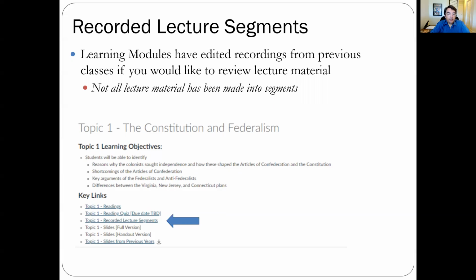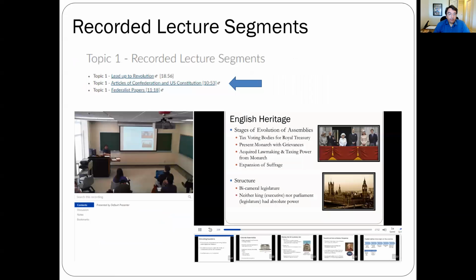And so when you go online to Canvas and look at each learning module, what you should see is a set of links that looks like this. And in these links is a recorded lecture segment link. Now if you click this link, it'll bring you to a screen that looks like the very top of this slide, in which you can, for example, say maybe you had a little bit of confusion about the Articles of Confederation versus the US Constitution.